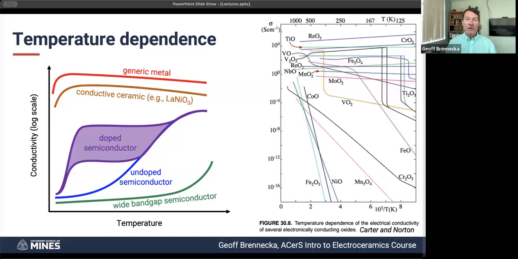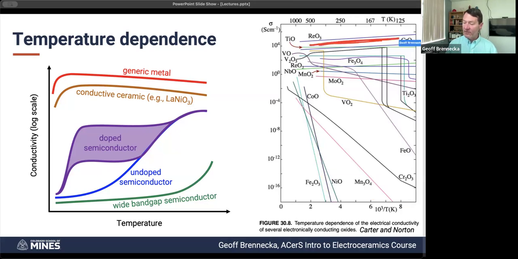All right. Just some other examples of materials and their various different conductivities. Note on this plot, this came from Carter and Norton's textbook, this is 1/T. It's actually 1000/T. So these are the opposite axis of what I've drawn here. But you can see that there's a very strong temperature dependence to some of these materials.